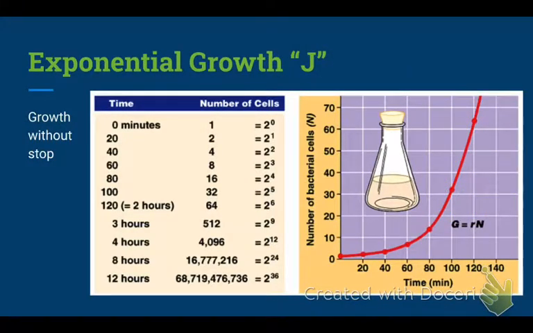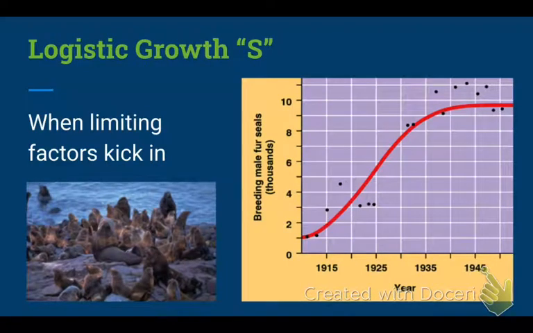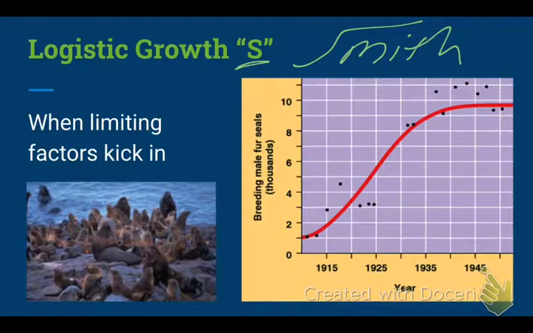Your logistic growth. Again, this is when your limiting factors kick in. This is called your S-shaped growth. And so when you have your logistic growth, you can think about if I have messy handwriting, I was writing out Smith. It kind of sort of looks like an S.